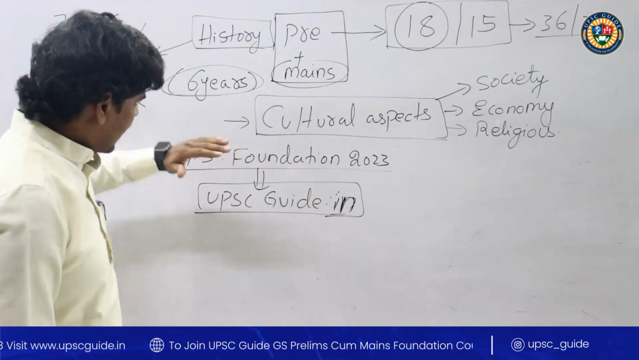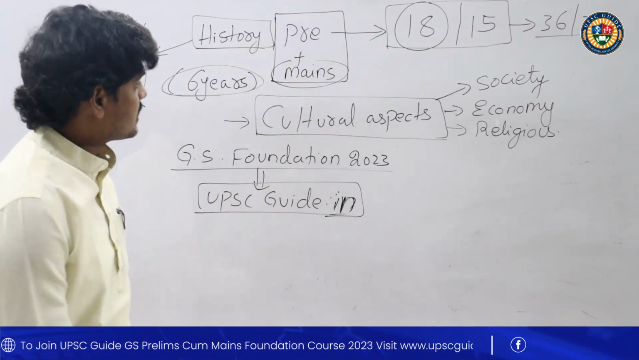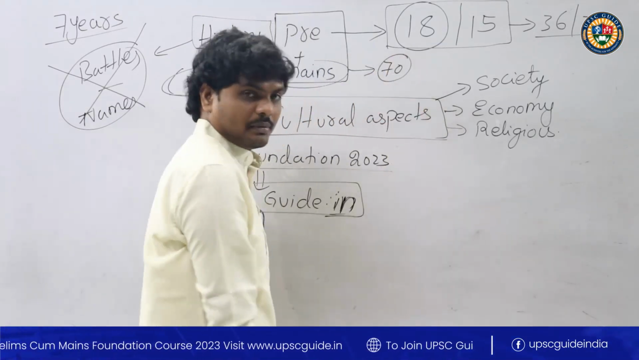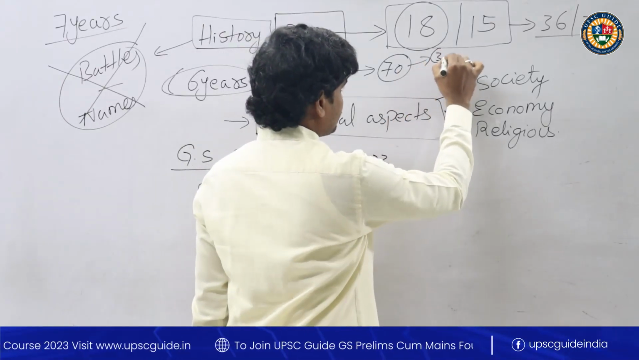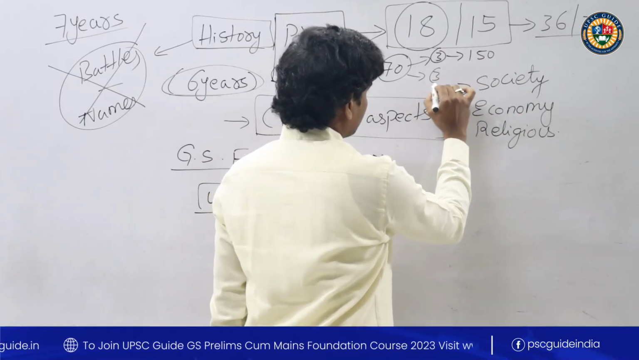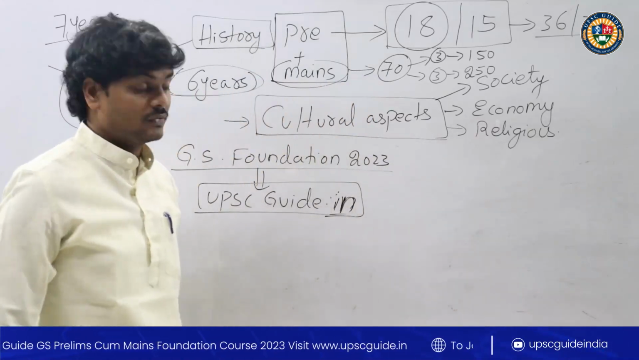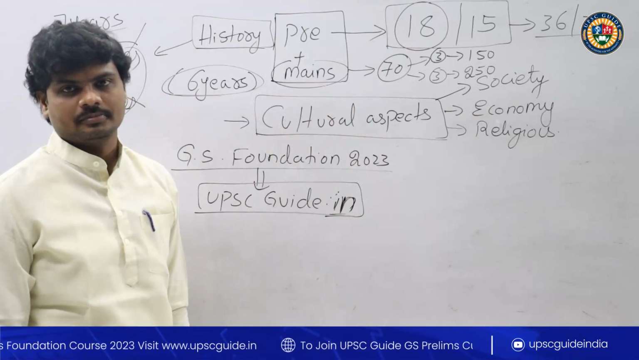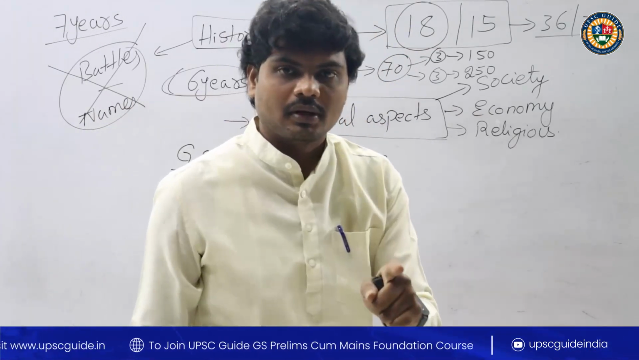If you take past years' question papers for mains also, you'll get around 70 marks. This is the minimum, it can fluctuate. Three questions of 150 words, three questions of 250 words, three questions of 150 words, three questions of 250 words. 70 marks from a single paper.